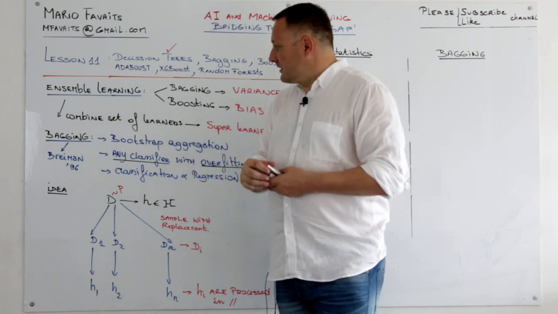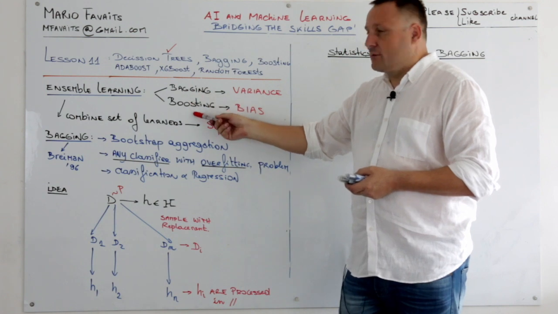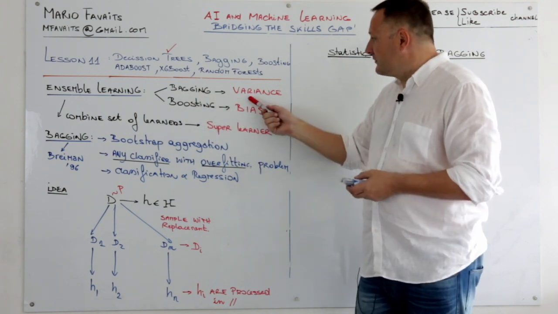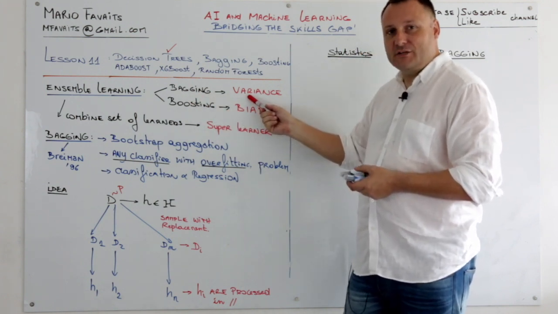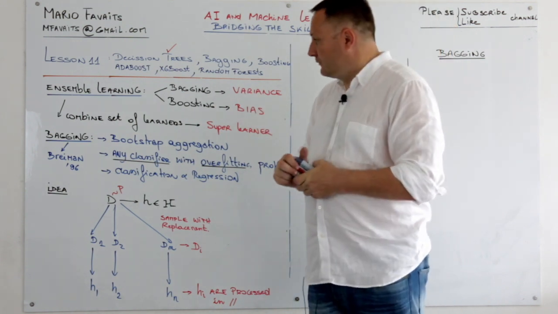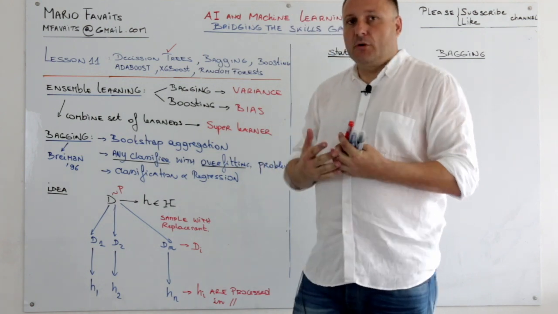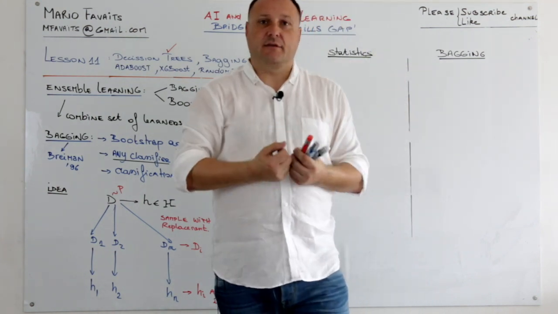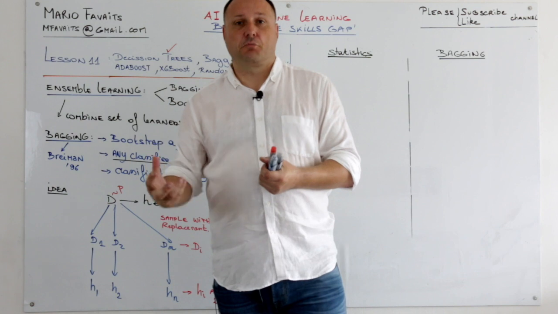There are two main techniques. One is bagging, one is boosting. Bagging you do when you have a variance or an overfitting issue, and boosting you do when you have a bias or an underfitting issue. What is ensemble learning? Well, basically you combine a set of learners to produce a super learner.